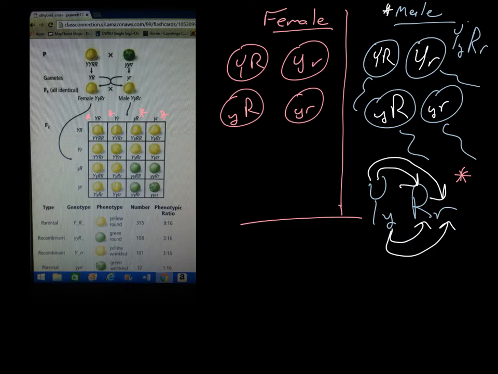I ask you this question, what do the 2N, what is the zygote going to have? The zygote's going to have 2 copies of Y and 2 copies of R. Well, how's that going to happen? It's going to happen because the zygote is going to take the sperm from the father and the egg from the mom and combine the DNA. So you'll have 2 Ys and 2 Rs, but the question is which 2 Ys and which 2 Rs. That's where the Punnett square comes into play.